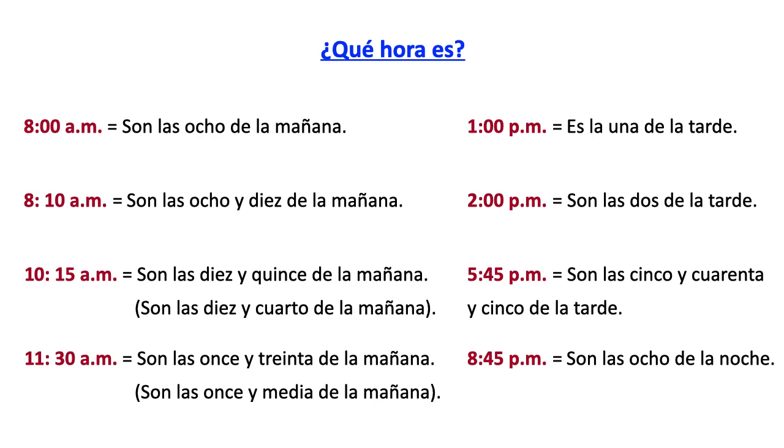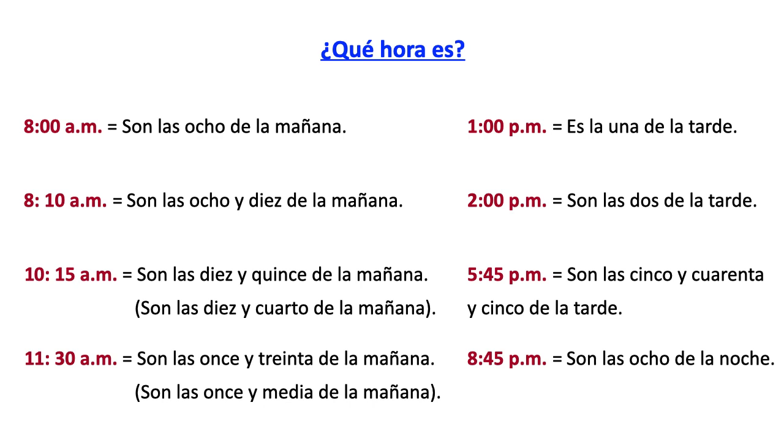Right? Basically, I'm starting always with son, which means they are, right? Las, which means the. Then I say the first number. Just like in English, you say 10:15, so you say the first number first. 10 is 10. Then I say y, which we already know means and, then I say the second number, 15. And I say de la, which means of the, right? And then mañana, tarde o noche, morning, afternoon, or night, right? So I am always following the same structure. Don't worry. In a slide after this one, we will see that structure more clearly, right? We're just getting used to it slowly.